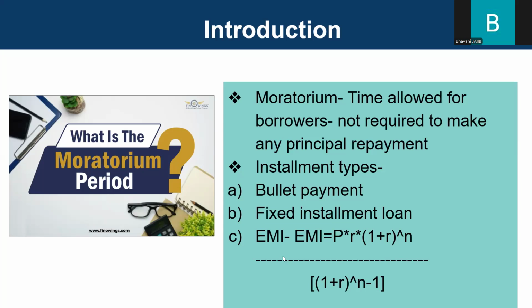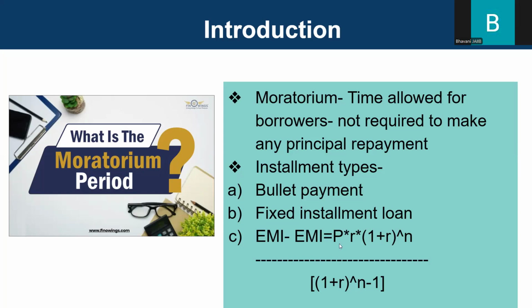The EMI consists of two components, namely the principal and the interest. The principal component will be less during the initial months, and the interest component will be more. As the repayment progresses, the principal component will increase and the interest component will reduce. We will be learning more about the EMI calculation in the accounting chapters. But here, we will just know the formula.